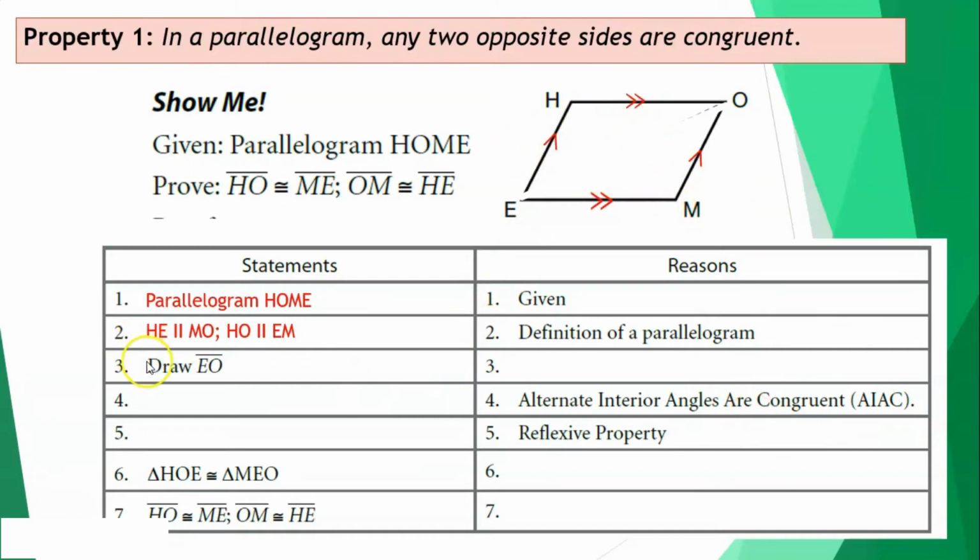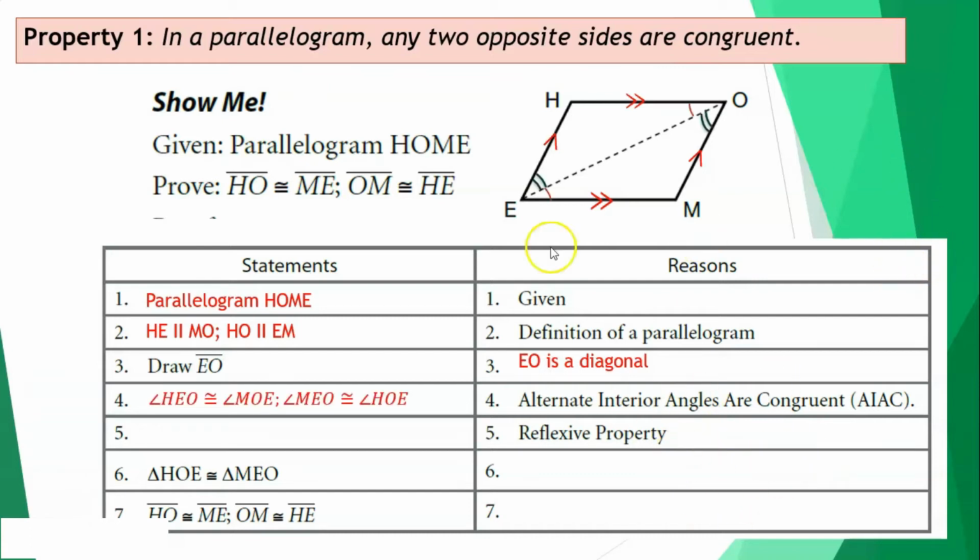Next, statement 3 states that you have to draw EO. So drawing EO, we get here. So with that, EO is a diagonal. Next, your clue here for reason 4 is alternate interior angles are congruent. Take note, these are properties that you learned when you were in grade 8.